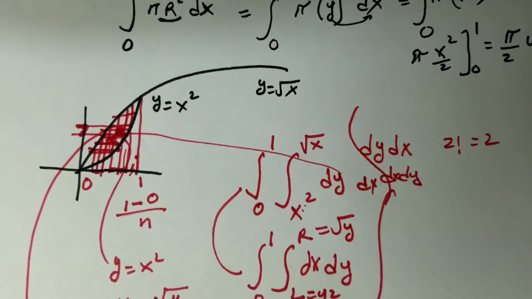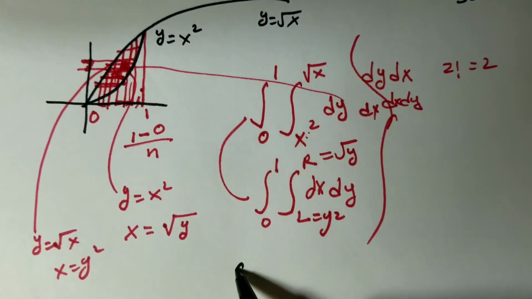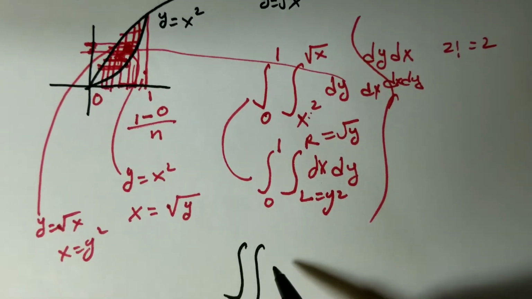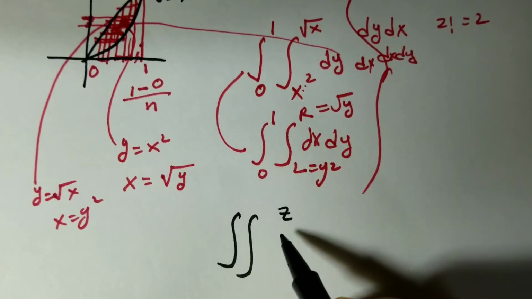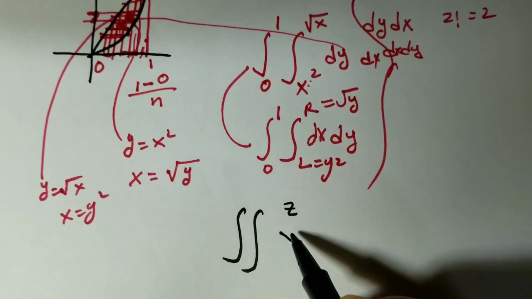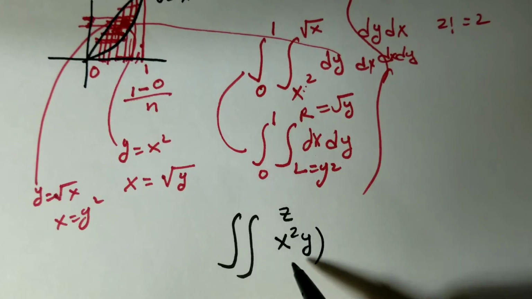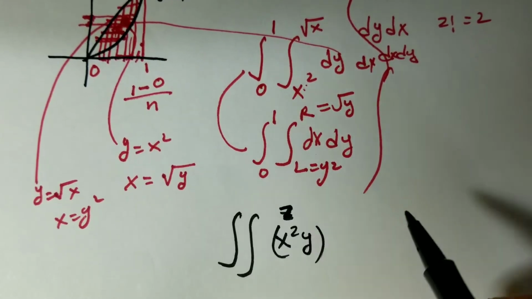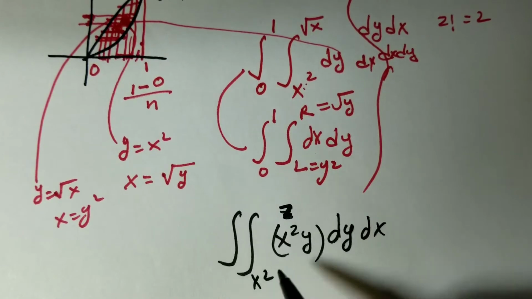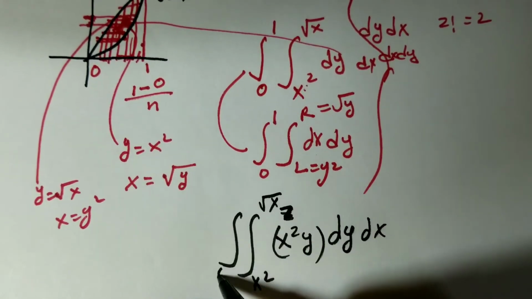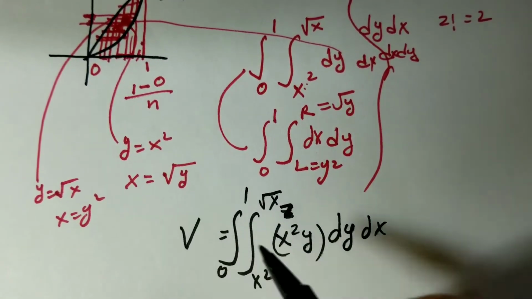But somebody said, you talked about volume over here, but these are area. If you take the area of a region and multiply by the height, which is your z, it has to be a function of x and y. Therefore, if I put x squared y squared for my z, and if I put dy dx in here, from x squared to square root of x and 0 to 1, that gives you the volume.